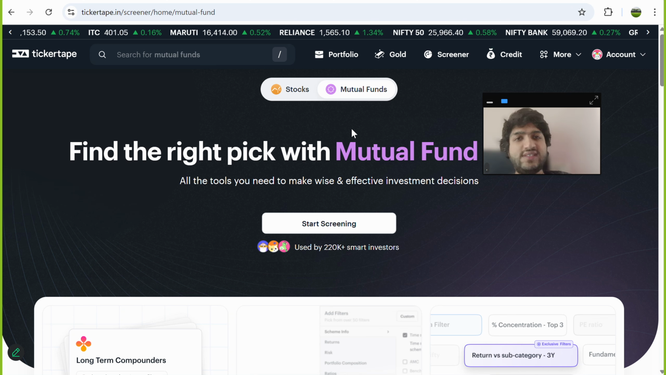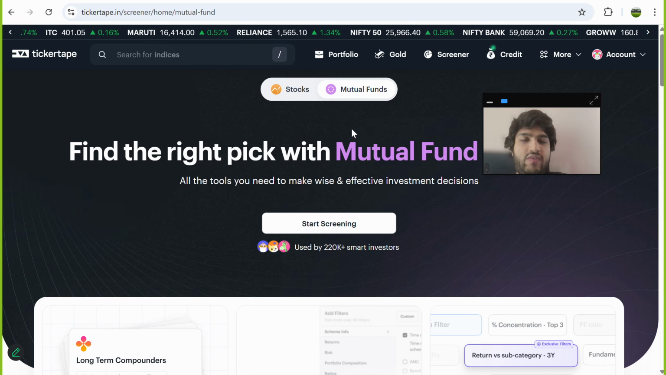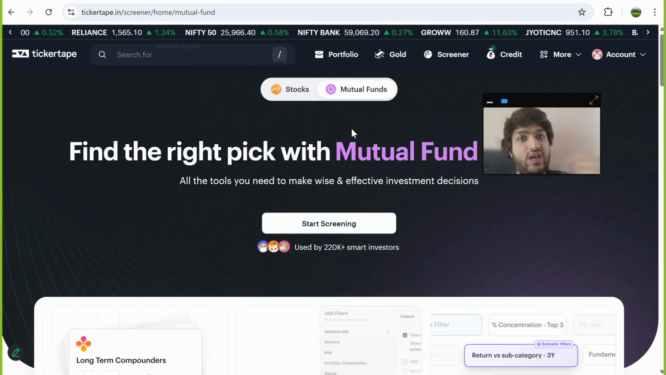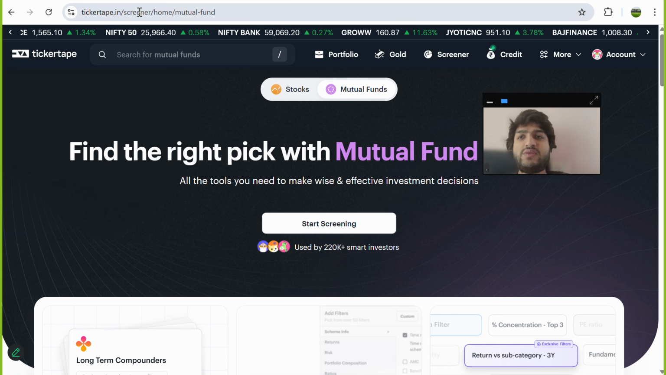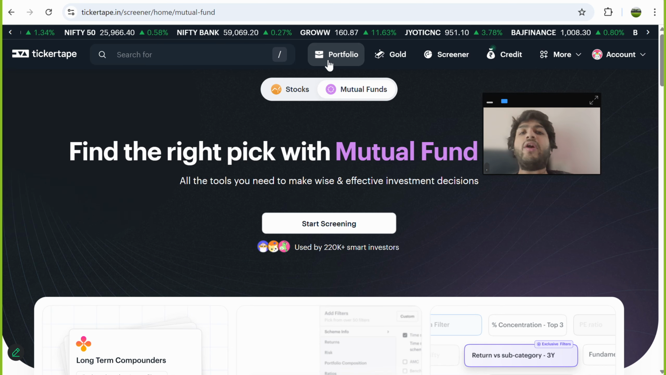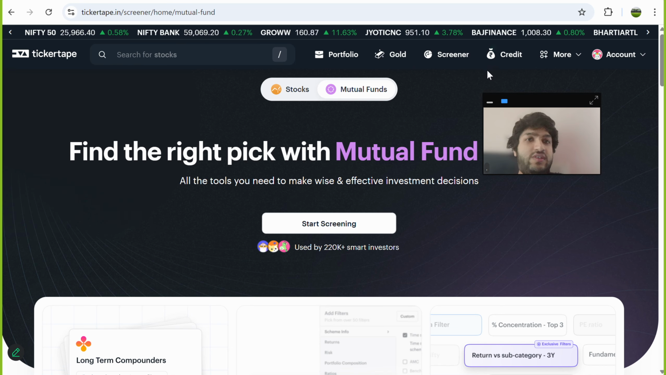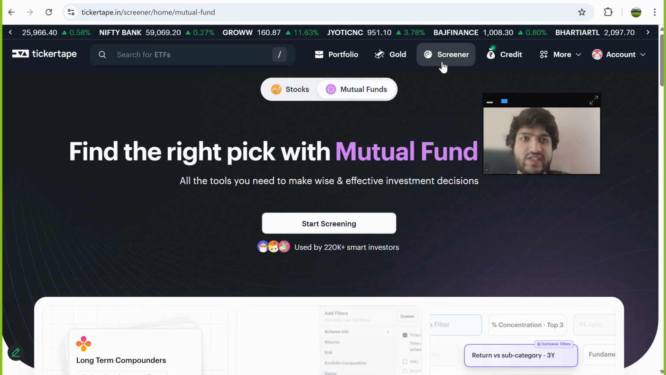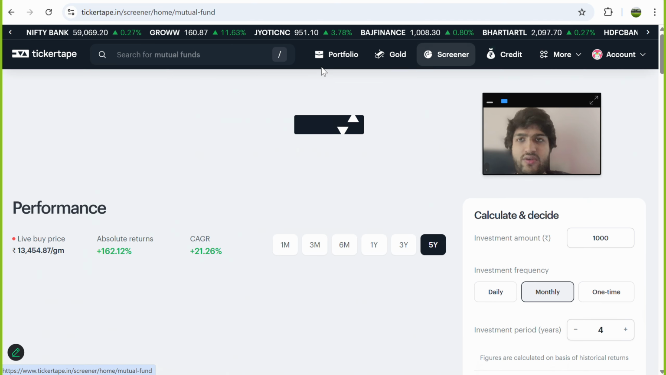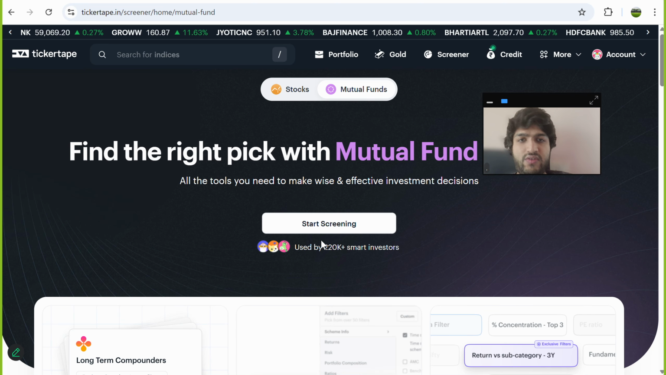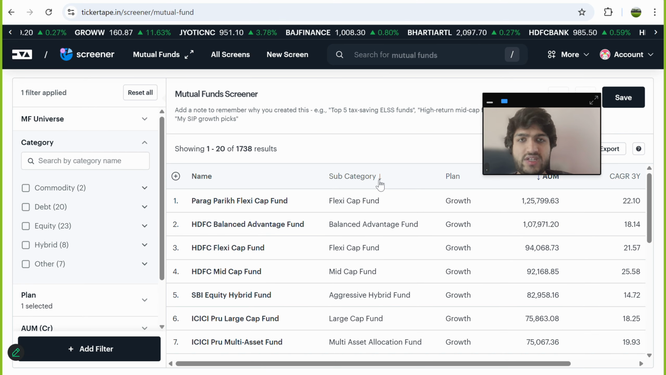Hey guys, so today we'll be seeing how to screen your stock or how to pick stocks with a particular screener. Now for this we can go to TickerTape.in. In that you can go to the screener tab. There will be gold, there will be screener. If you go to screener, you can go to start screening.